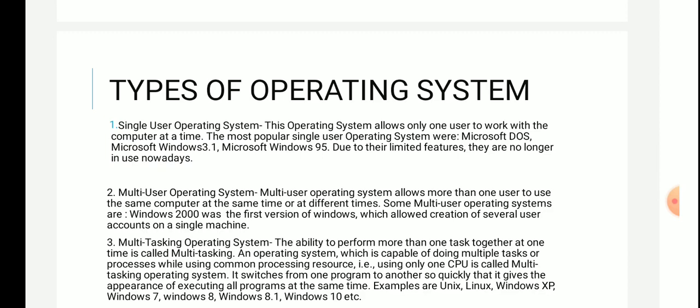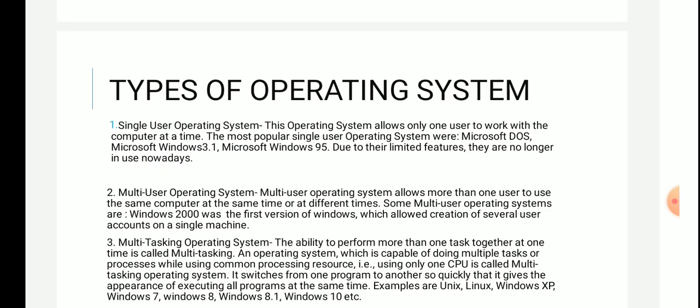Now we have got different types of operating system. The first type of operating system we will learn here is single user operating system. So what do you understand by this name, single user operating system? It seems that a single user can operate one operating system, right? Well, you are correct, but single user operating system is of two types.